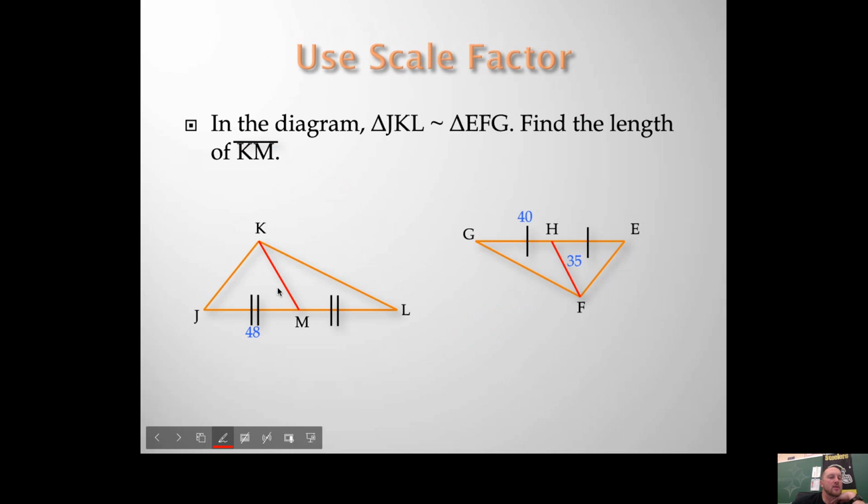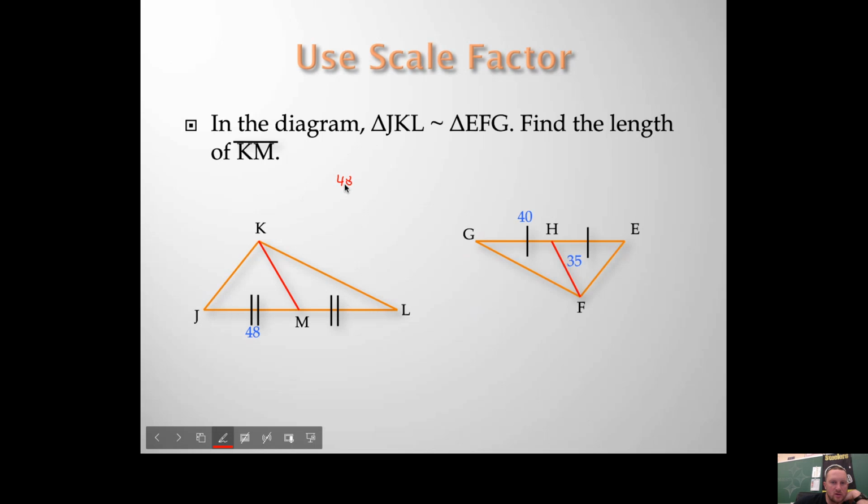We're going to do the same thing again. These two triangles are similar, so we know 6 things. Find the length of segment KM. These are medians now. So, since we know these 6 things, we can write a scale factor. This is 48, so this is twice as big. So if you wanted to do it that way, you could.